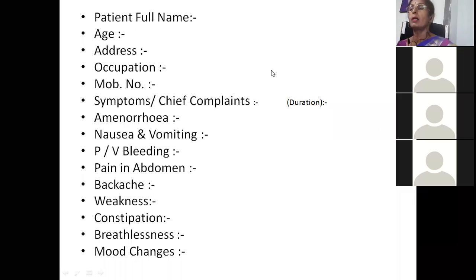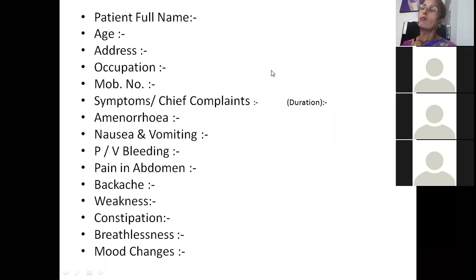Then usually we mention per vaginal bleeding. As you all know, per vaginal bleeding is generally related to abortion, miscarriage. For abortion, the history you have to ask: in abortion, there is hemorrhage before the age of viability. Hemorrhage after the age of viability is called antepartum hemorrhage, whereas hemorrhage before the age of viability comes in abortion. So we have to ask the history of per vaginal bleeding: amount of bleeding, color of bleeding, and whether associated pain in the abdomen is there or not.